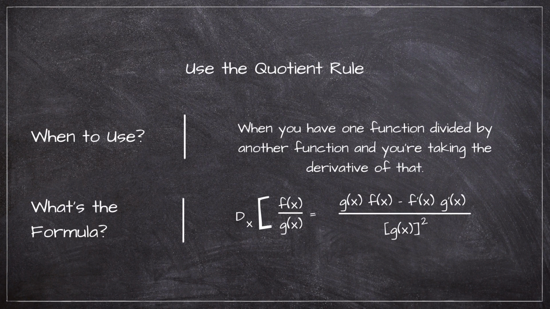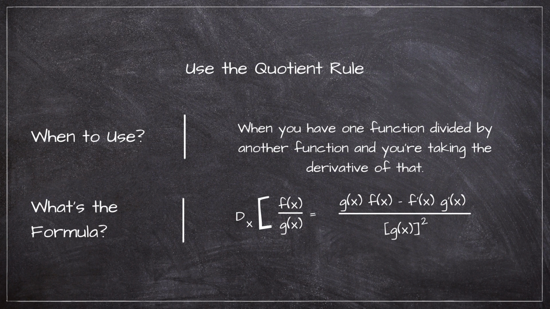To solve this, we need to use the quotient rule. Why quotient rule? You want to use the quotient rule when you have one function divided by another function and you're taking the derivative of that. Hence, this equation. How do you solve this equation using this rule?